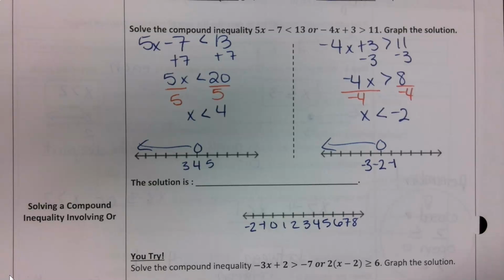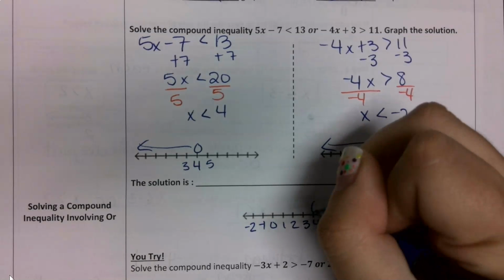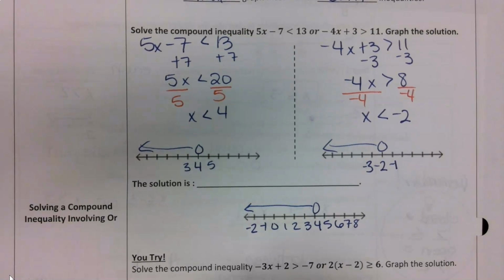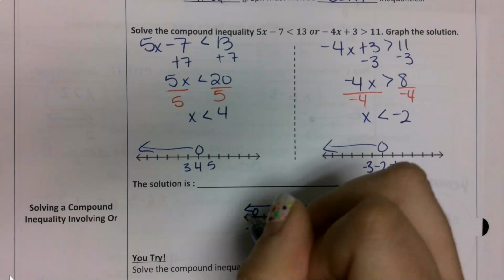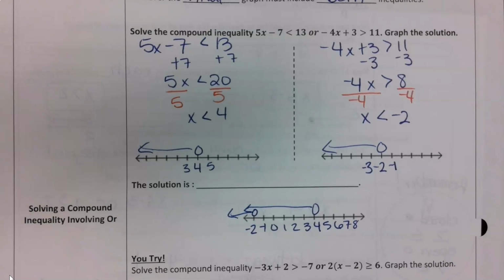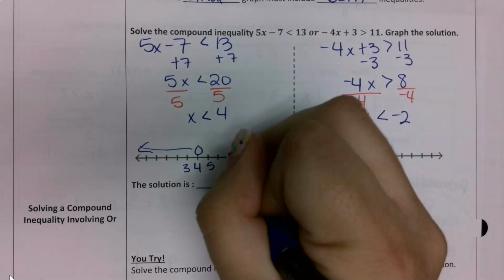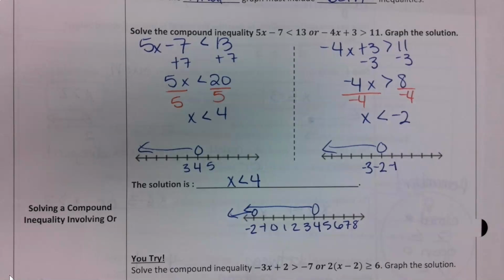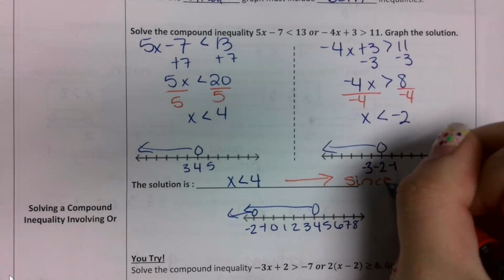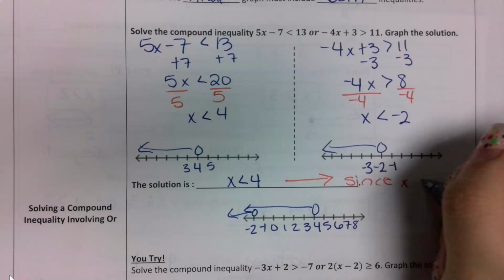So I'm going to start off with the 4. That's an open circle to the left. And then I also have the negative 2. That's also an open circle to the left. So notice how these two are going on top of each other. My solution here is just going to be x is less than 4. I don't have to write the other part because x is less than negative 2 is covered by this.